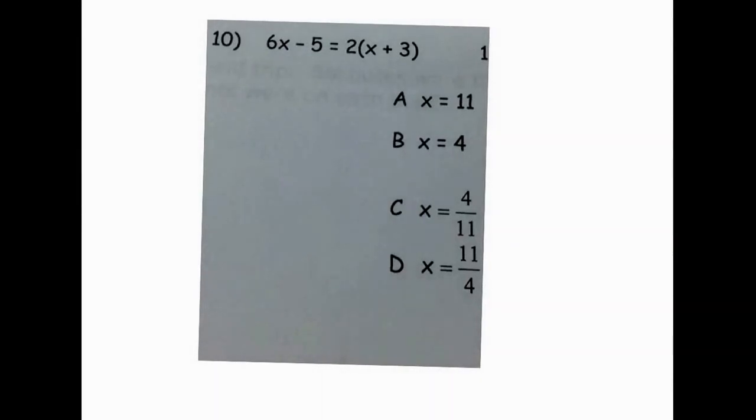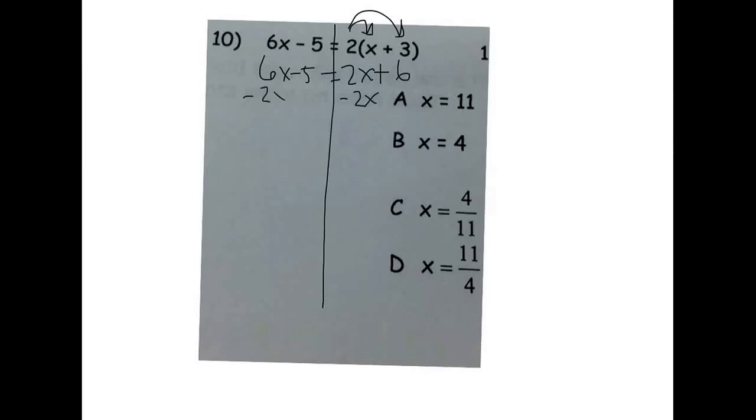Alright, this was just solved. Again, this was a question off of our first test that we took this year. We're going to draw our line down. The first thing I see is this distributive property that needs to happen over here. So that's 6x minus 5 equals 2 times x is 2x. 2 times 3 is 6. Then I want my x's on the left, so I'm going to move this guy on the right. So minus 2x to both sides.